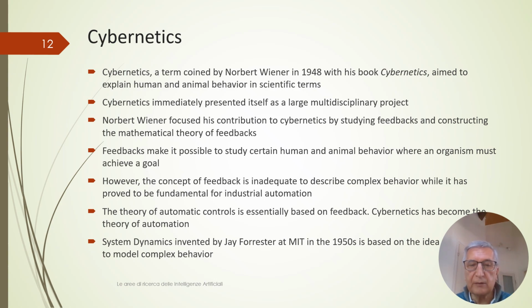Feedbacks make it possible to study certain human and animal behavior, where an organism must achieve a goal, for example, equilibrium, biological equilibrium. However, the concept of feedback is inadequate to describe complex behavior, while it has proved to be fundamental for industrial automation. The theory of automatic control is essentially based on feedback. Cybernetics has become the theory of automation. System dynamics, invented by J. Forrester at MIT in the 1950s, is based on feedback to model complex behavior. Therefore, what started as essentially a portion of artificial intelligence, in the end developed as a main, let's say, industrial tool.